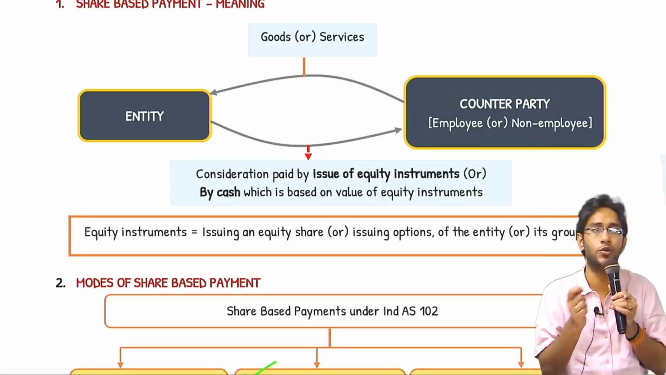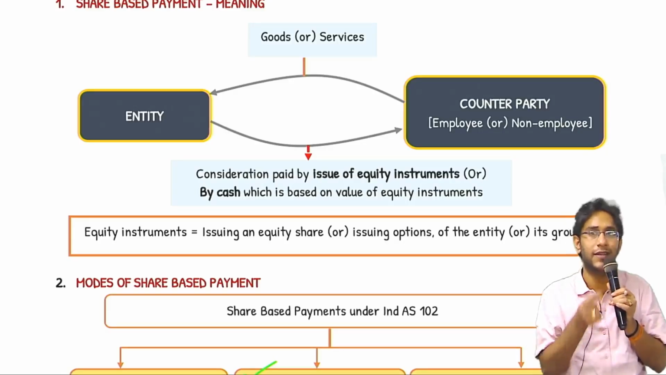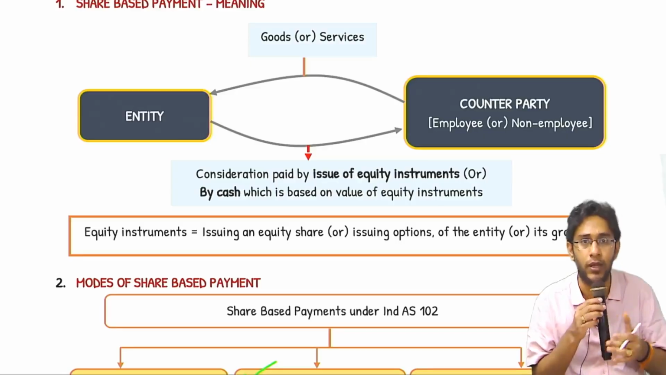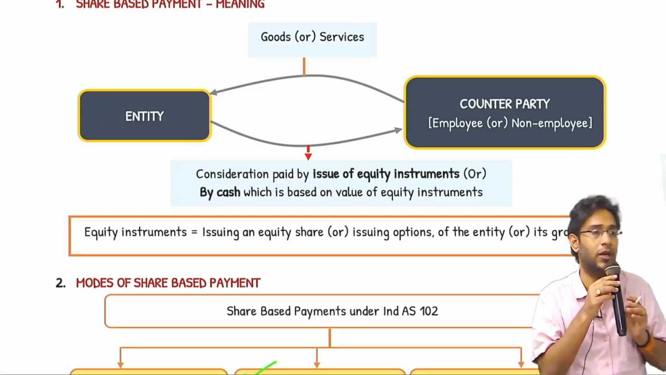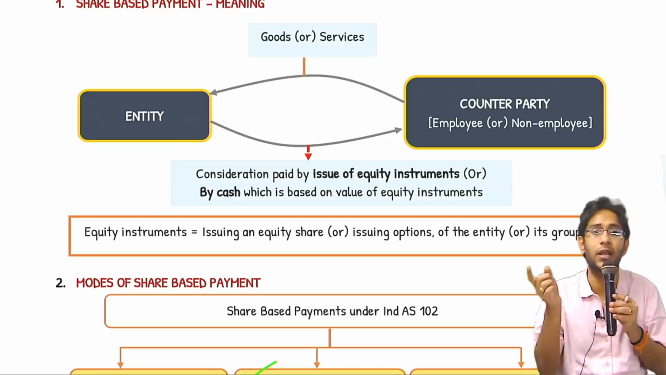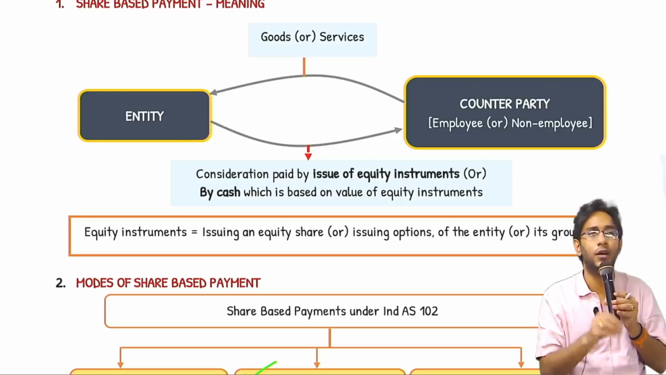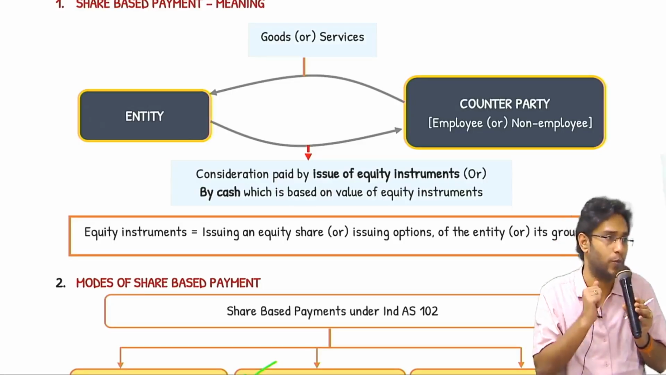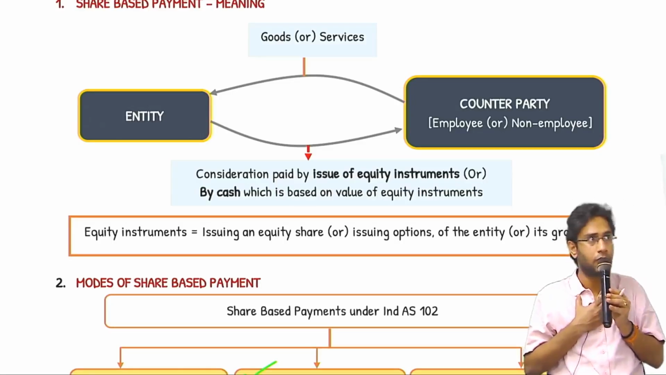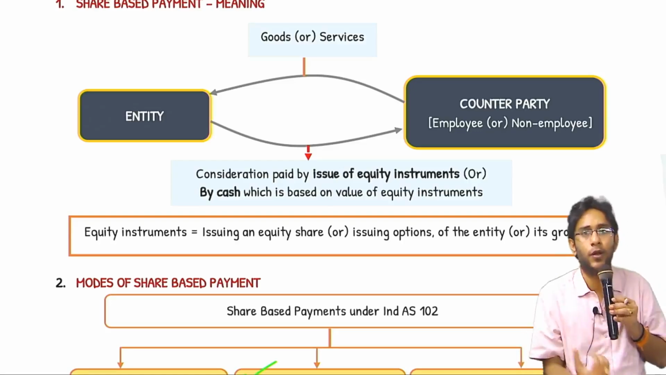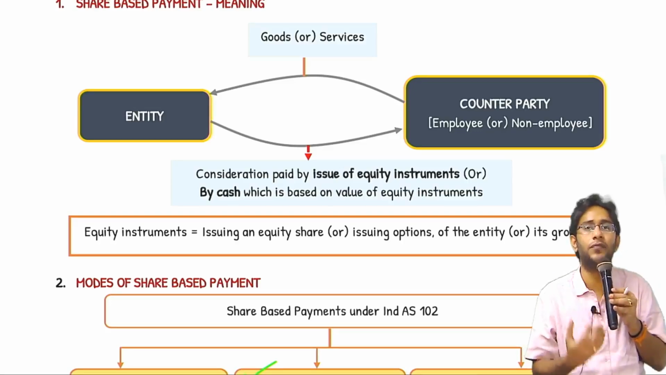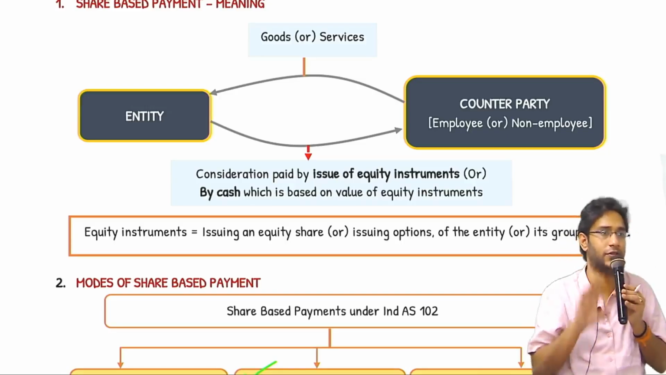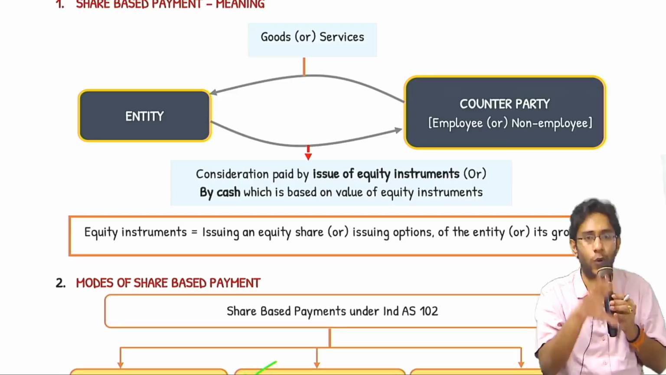So either you promise to issue shares, or you promise to pay cash which is linked to the value of the shares. And when you say equity instrument, it need not be your entity's own equity instrument. It can be an equity instrument of any entity within your group. When you say group, it's not you alone, parent plus subsidiaries put together is group. Suppose I am a subsidiary company. I can promise my employee that you serve me for a period of 3 years, and at the end of 3 years we will give you shares of our parent company. This promise is also covered, because the entire group is treated as one entity.